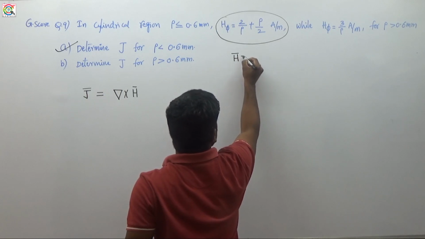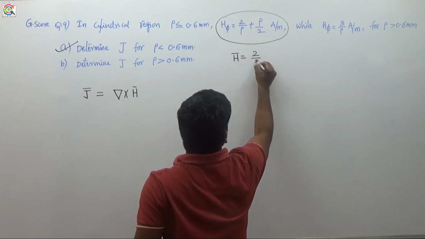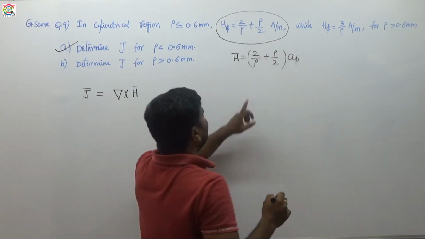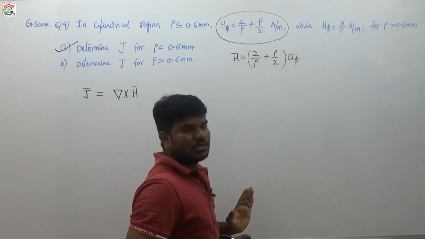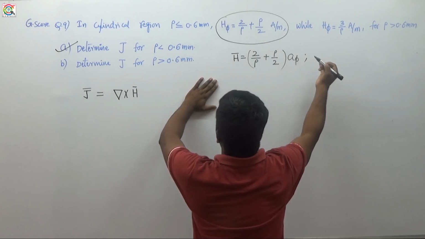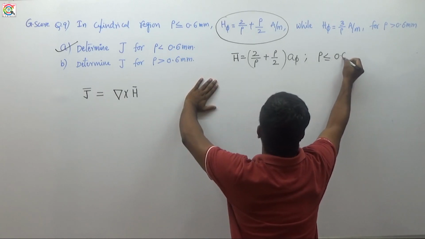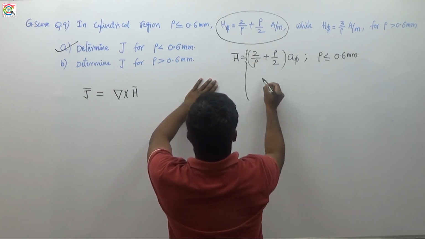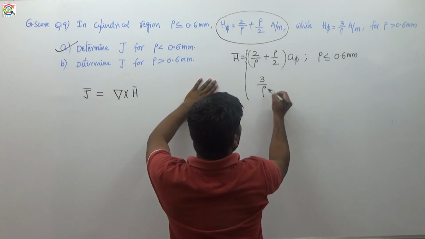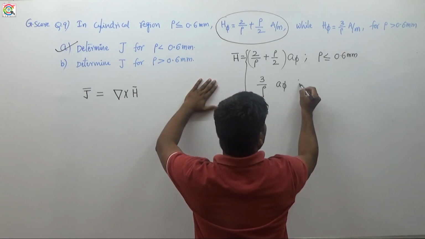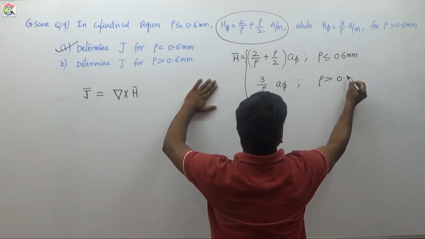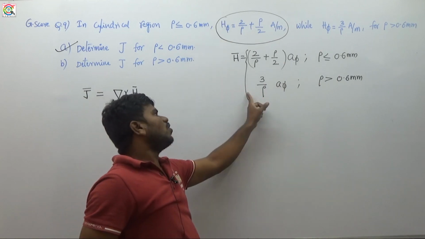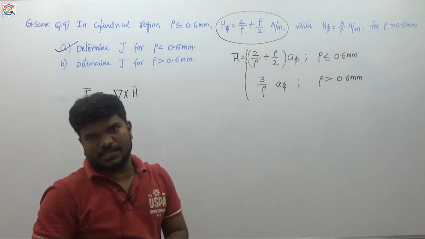H bar is equal to 2 divided by rho plus rho divided by 2, a phi. The rho component is 0 and the Z component is also 0. This is for rho less than or equal to 0.6 mm. And it is 3 divided by rho a phi for rho greater than 0.6 mm. So this is the original question given, meaning H bar is given. Here the a rho component and a z component are both zero.